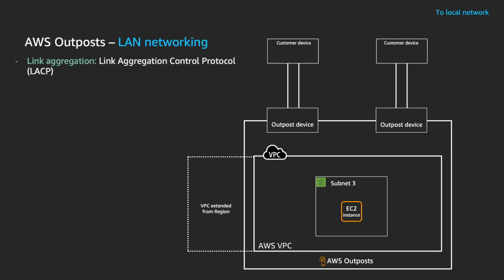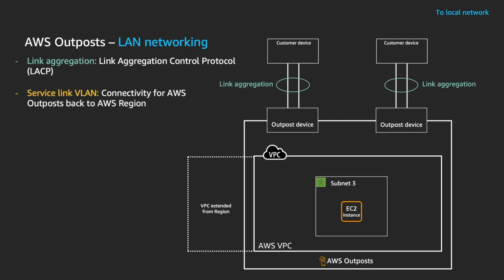So what we'll then do after we've got the physical connections plugged in, we'll put these into a LACP group or a link aggregation. So these connections will actually be part of a logical connection or port channel between our networking devices and your customer devices. And what we'll then do is we have two different types of connectivity that the Outpost needs to have. One is the service link connectivity, and the other is the LGW connectivity.